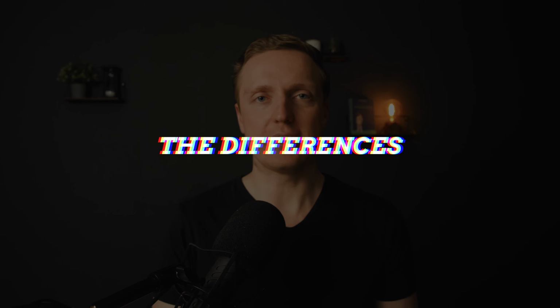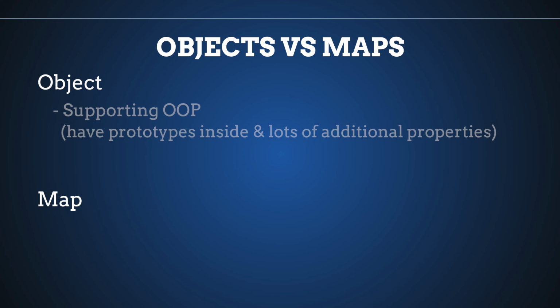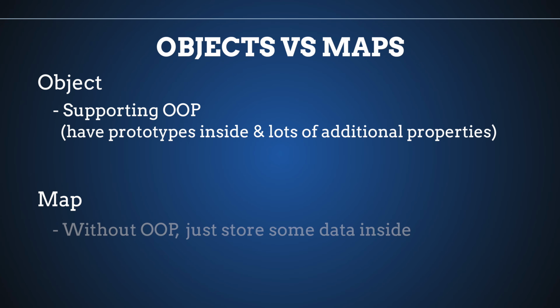The first point, it is important to remember that objects inside JavaScript are supporting object-oriented programming, which actually means they have a prototype inside and lots of additional properties. Inside the Map, we don't have all this stuff, this is simply to store some data inside.